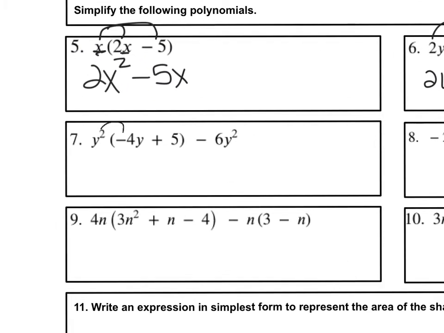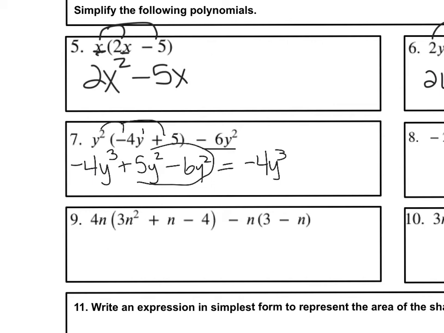I'm going to distribute to each term, and then I'll subtract that. So negative 4y cubed. Remember, invisible 1, add your exponents. And then 5y squared minus 6y squared. And that's going to equal, we're going to combine our like terms, which are the y squared, and we'll get negative y squared.